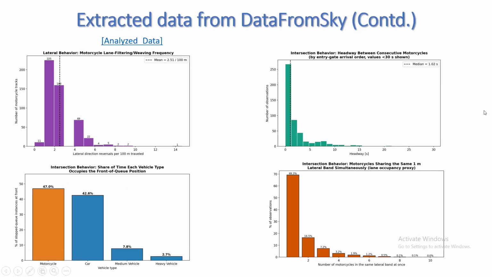And in the bottom right side graph, just going back, we can see the motorcycles sharing the same 1 meter lateral band. In almost 69%, 69.3% of cases, it has a 1 meter lateral band because motorcycles are sharing the same space. Motorcycles sharing a 2 meter band is only 16.5%, and others are very low. And these are all the 8 graphical representations I obtained using Python code.